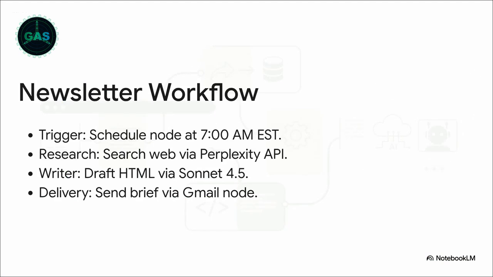Okay, let's establish our exact parameters while we're in plan mode. We want a scheduled trigger set for exactly 7 a.m. Eastern Time. Next, we want a research agent that uses the Perplexity API to scrape the web for the latest news on AI automation. Then, we need a second agent, specifically using Anthropic's Sonnet 4.5 model, to take all that raw research and format it into a slick, professional, HTML-styled newsletter. And finally, we want the whole thing delivered straight to our inbox via a Gmail node.